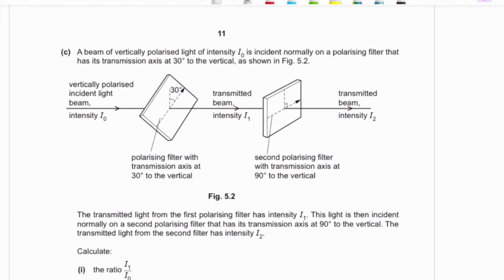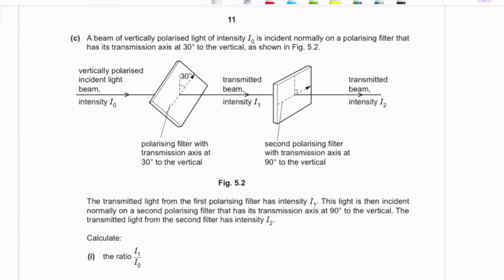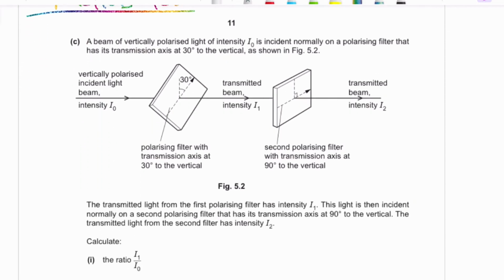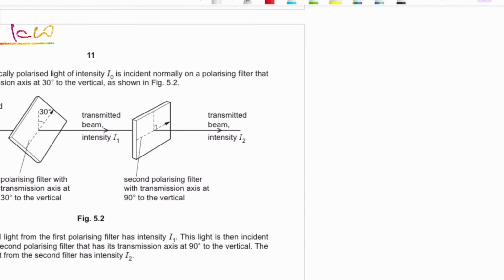So with Malus's law, the most important thing that you need to know is this formula, guys. I is actually I naught cos squared of theta. So basically that's the formula that you need to know. And with Malus's law, you just need to know this thing well.